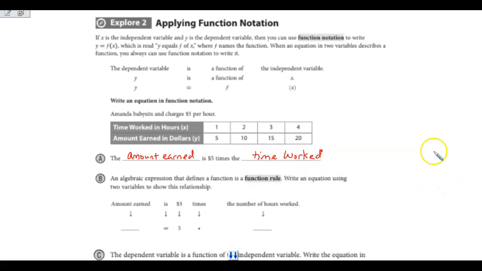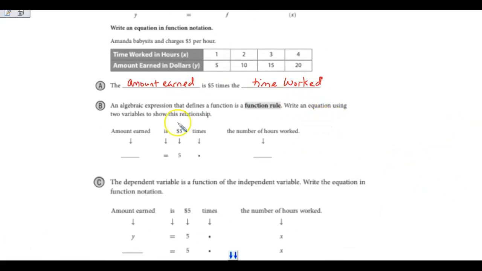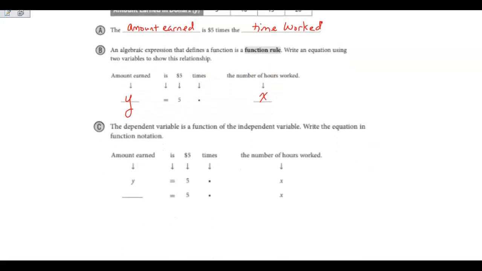An algebraic expression describes the function rule. We're going to write the equation using two variables to show the relationship. So my output is the amount earned, and the time worked is going to be my independent variable. So amount earned is my y. It's $5 times the number of hours worked, and that's our x. So there's my algebraic expression.